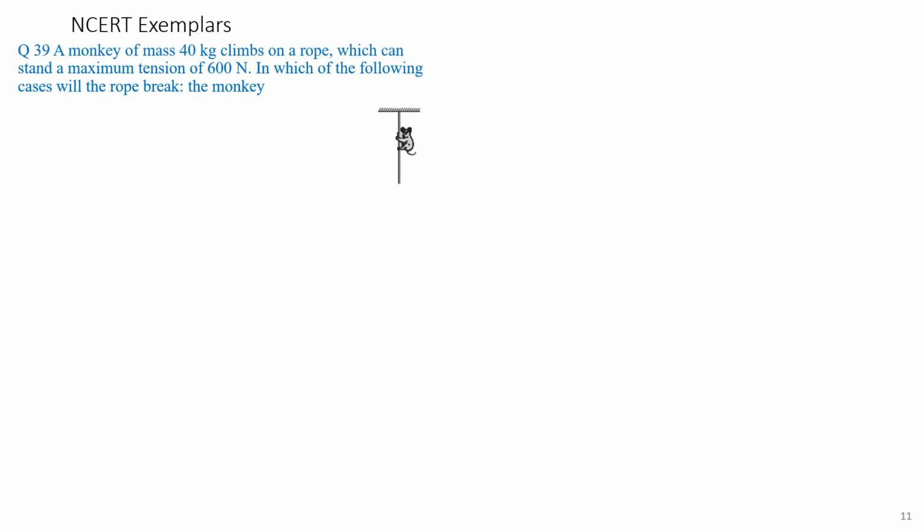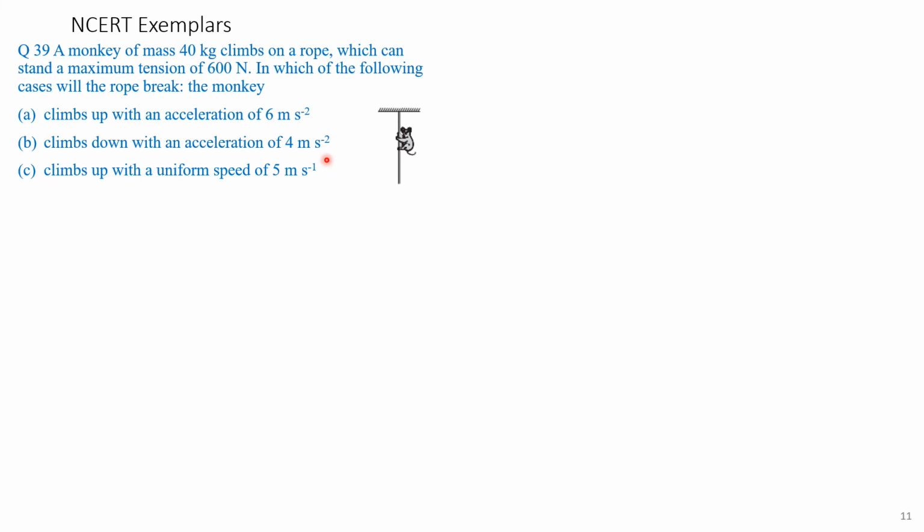Question number 39. A monkey of mass 40 kg climbs on a rope which can stand a maximum tension of 600 newtons. In which of the following cases will the rope break? Case A, the monkey climbs up with an acceleration of 6 meters per second square. Case B, climbs down with an acceleration of 4 meters per second square. Case C, climbs up with uniform speed of 5 meters per second. Case D, falls down the rope nearly freely under gravity. Ignore the mass of the rope.